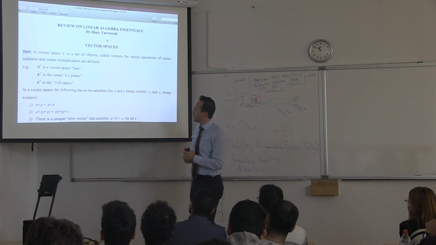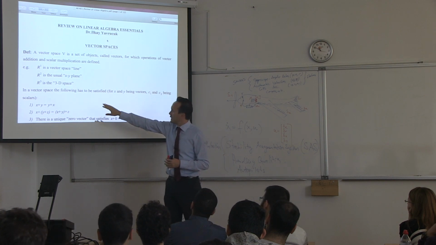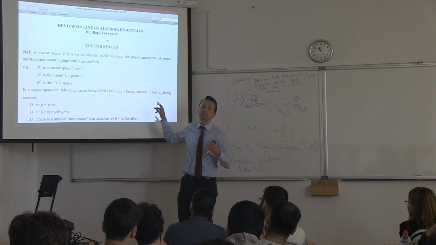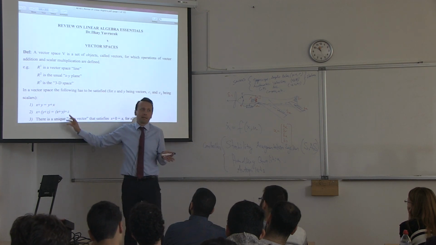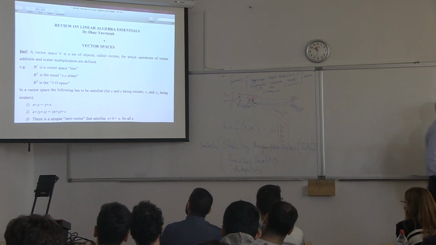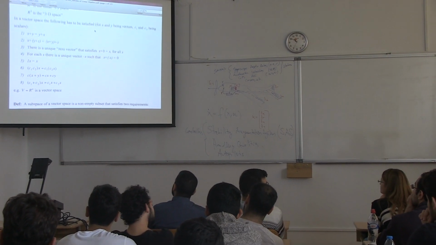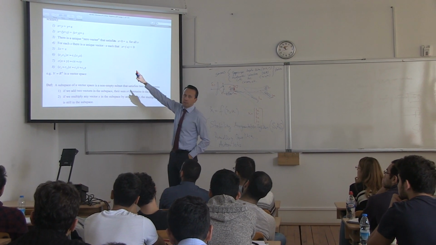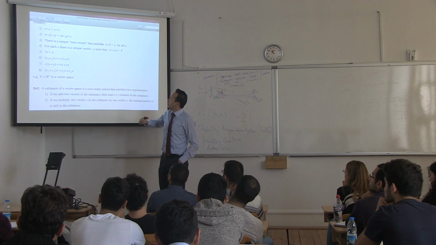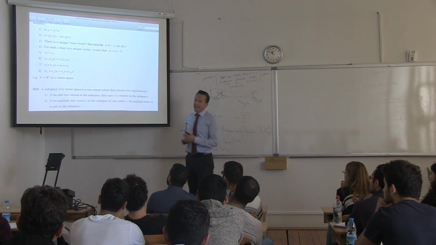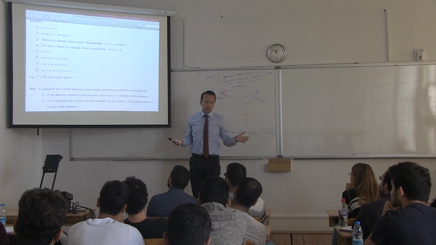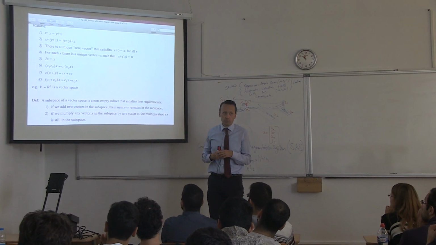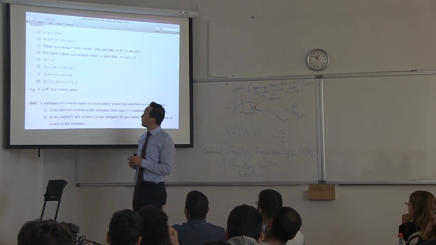Now, why this is important will come in a minute. But in a vector space, the following has to be satisfied for x and y being vectors, c1 and c2 being scalars. So x plus y is equal to y plus x, okay? These are things that we use all the time, but I just have it written down over here. Okay, what else? (x plus y) plus z is equal to x plus (y plus z). There's a unique zero vector that satisfies x plus zero is equal to x for all x, where x is a vector. For each x, there's a unique vector minus x, such that x plus minus x is equal to zero. 1 times x is equal to x.